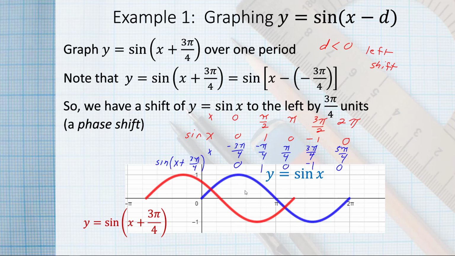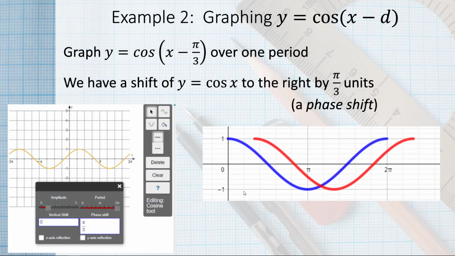And we're going to talk about this relative to this example right here. Here we need to graph y is equal to cosine of x minus pi over 3. Now notice in this particular case, d is positive. D is equal to pi over 3. So the way to look at this is we're going to start with the cosine function. Okay, this is cosine of x. And then we're going to shift it to the right by pi over 3 units. And if you do, here's your function.